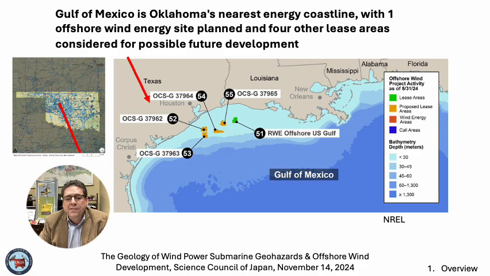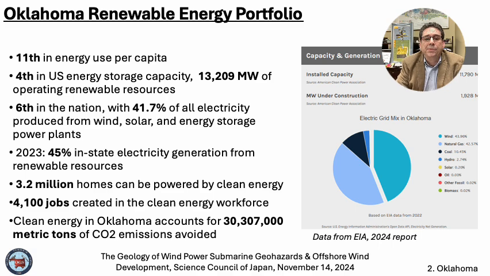So this is a note to give some perspective on where wind energy is in the U.S. However, wind is very important for energy. If we zoom in on Oklahoma, it's 11th in energy use per capita, so we're an energy-use-intensive state because of our industries primarily.